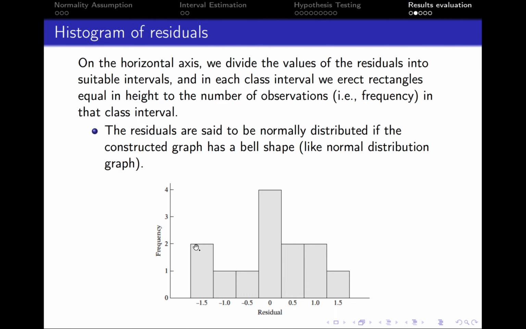And then we say that the residuals are normally distributed if the constructed graph has a bell shape, right? The shape of a normal distribution. If you look at this graph, I don't think it looks like a bell shape. So in case of these residuals, they are not normally distributed, right? Because this graph does not have this bell shape, like a hill shape. So it's quite actually uneven.